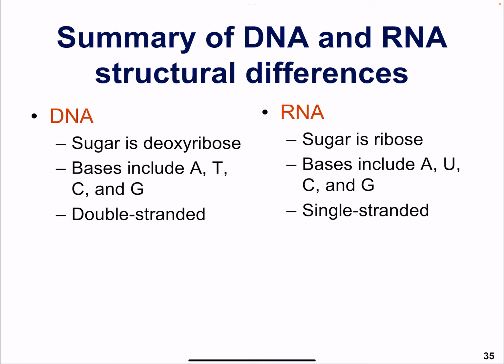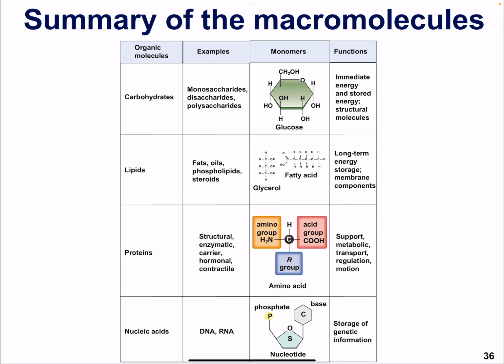Now, let's run an overall comparison between DNA and RNA. DNA contains as 5-carbon sugar a deoxyribose, while RNA contains a ribose. The nitrogenous bases found in DNA are adenine, thymine, cytosine, and guanine, while in RNA we have adenine, uracil, cytosine, and guanine. DNA, it's a double-stranded molecule, while RNA, it's a single-stranded molecule.